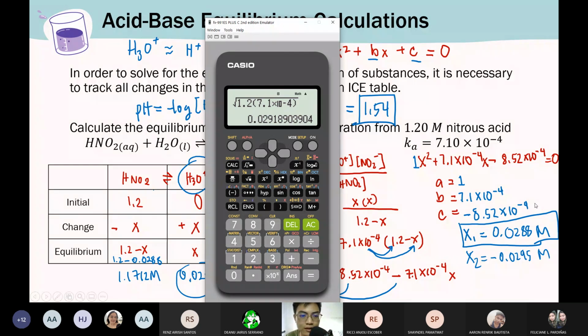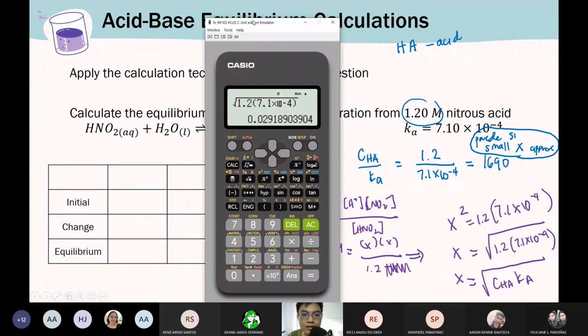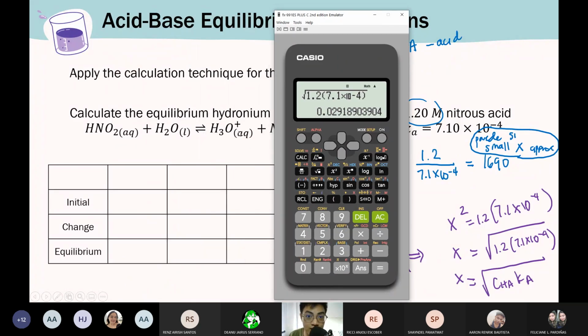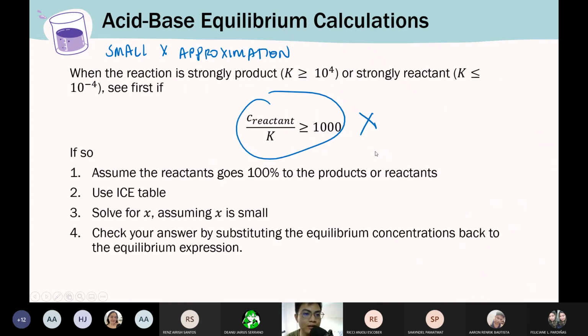Para hindi ka na mag-quadratic, just get the square root of tsaka. And by getting the square root of tsaka, you have the x ng equilibrium. Okay? So, yan yung concentration ng acid. And then, just get the negative log. May pH ka na. 1.53. Ang nakuha natin kanina, 1.54. So, same lang. Okay? So, yun yung shortcut. Yun yung shortcut ng lahat ng shortcuts. Okay? So, that's small x approximation.